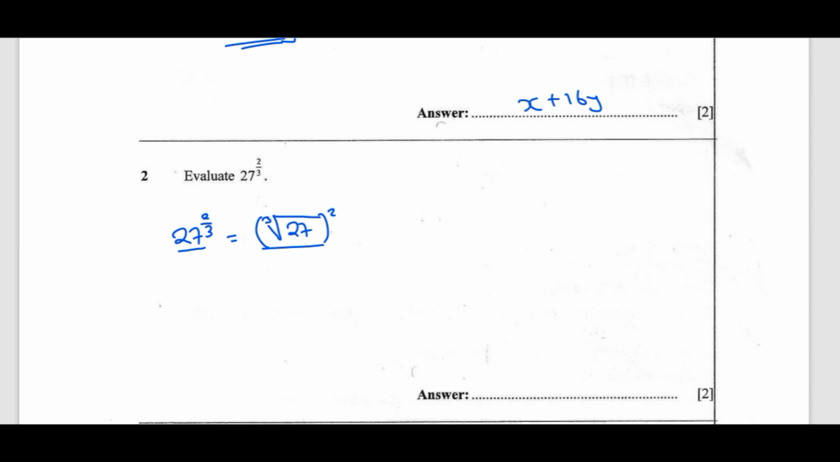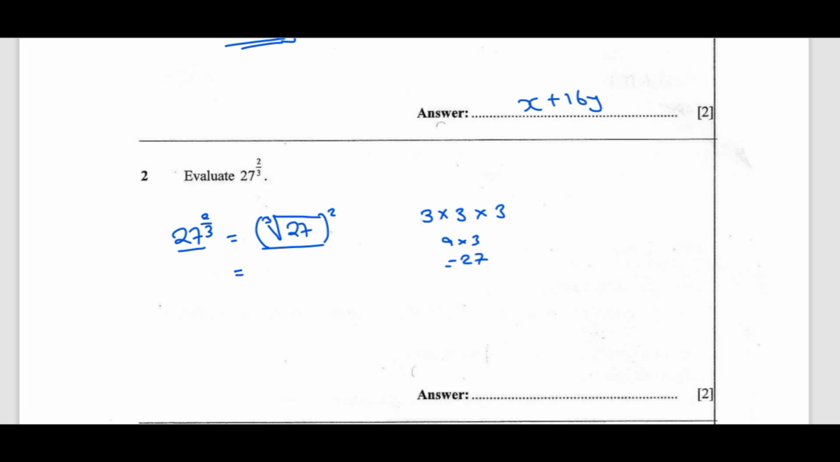So how do you solve? Let us continue. We want to concentrate on this part. The number that will be multiplied by itself 3 times to give us 27, what is that number? We're going to say the number is 3 times 3 times 3. So 3 times 3 is 9. 9 times 3, we're going to have 27 there.